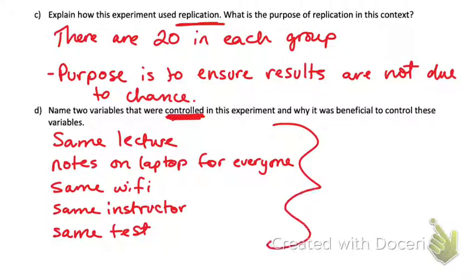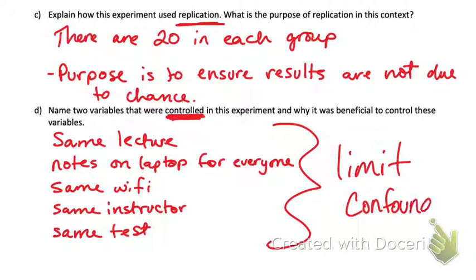Why? What is the point of controlling? What kind of variables am I trying to limit? Confounding. Everybody say confounding. Confounding. Limit confounding variables. I have a question for you. Can I have so much control in my experiment that I eliminate all confounding variables? No. Never. I can never do that. I'm just trying to limit as much as I can.